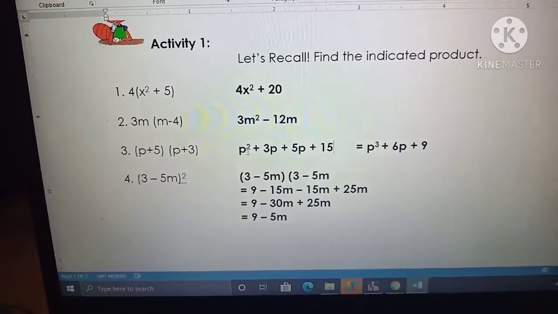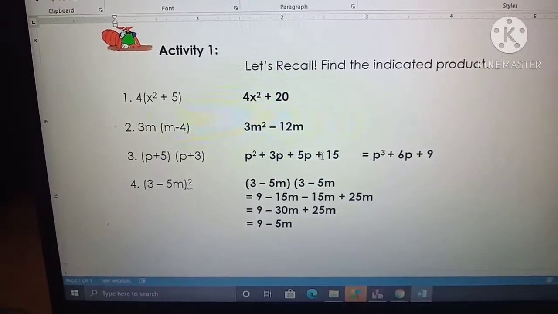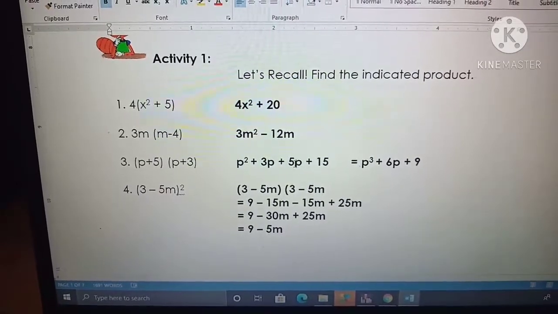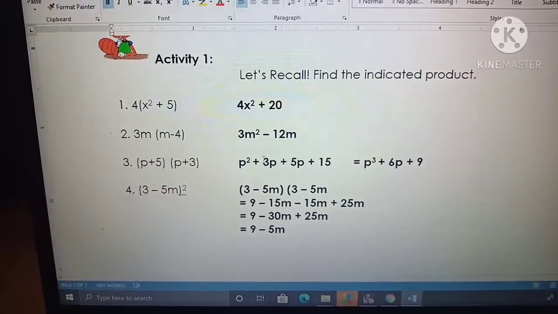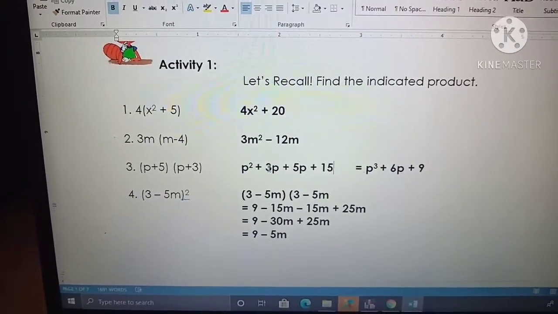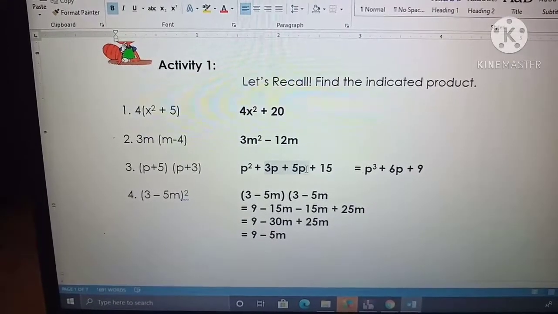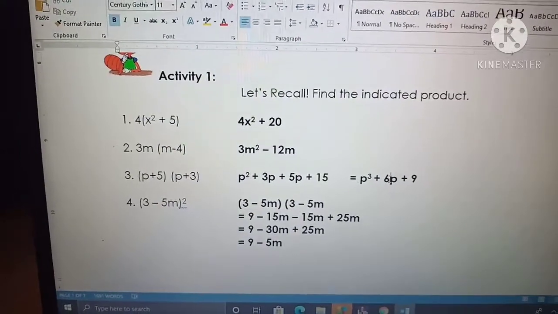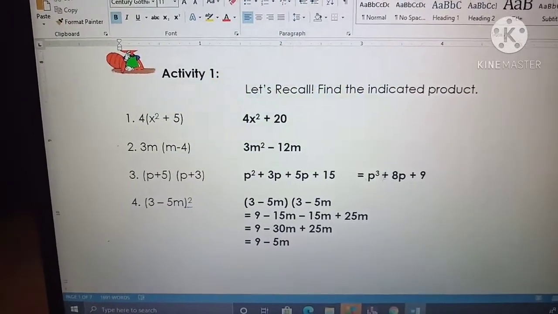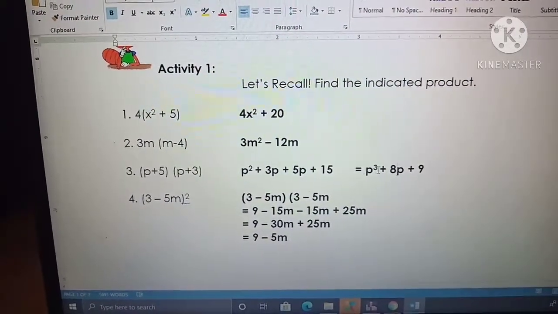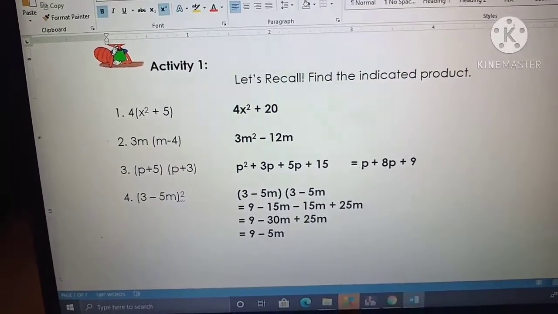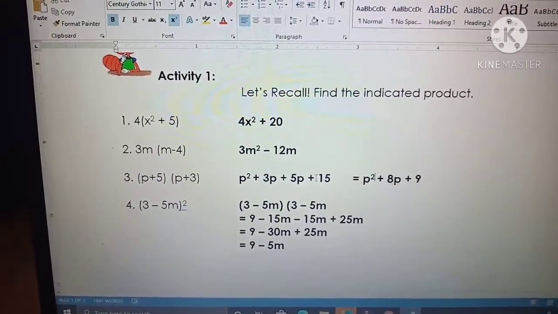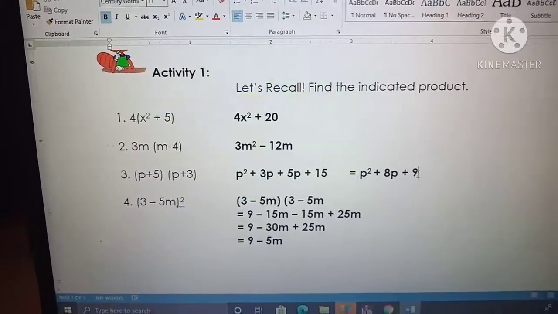So, gagawin natin is combine like terms. We have p squared plus 3p plus 5p plus 15. Ano yung like term dito? Ito yung 3p at saka si 5p. 3p plus 5p, we have 8p. So, copy natin si p squared, p squared, 3p plus 5p is 8p, at saka copy natin si 15.